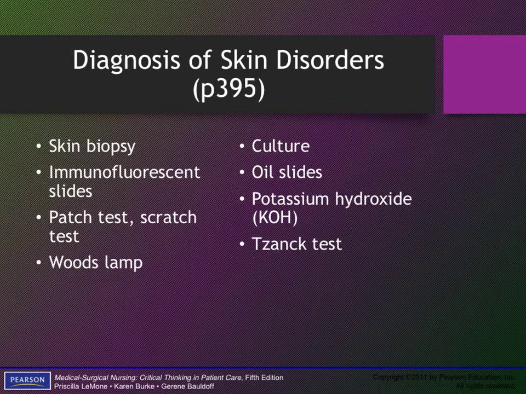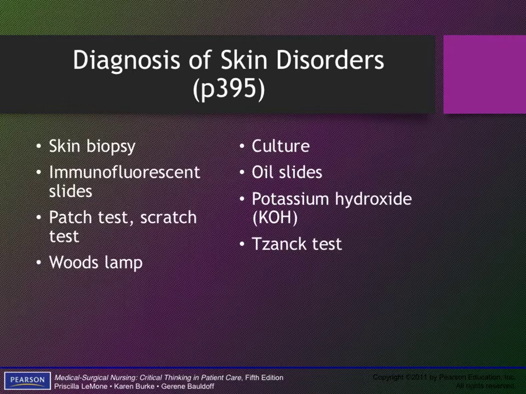The next test is potassium hydroxide, also known as KOH. A specimen is taken from the actual hair or the nail, because when we talk about skin disorders, we also include hair and nails into that particular system. It's examined for a fungal infection. They place a scraping on the slide. They add potassium hydroxide, and then they examine it under the microscope. There is no special preparation for this particular test.